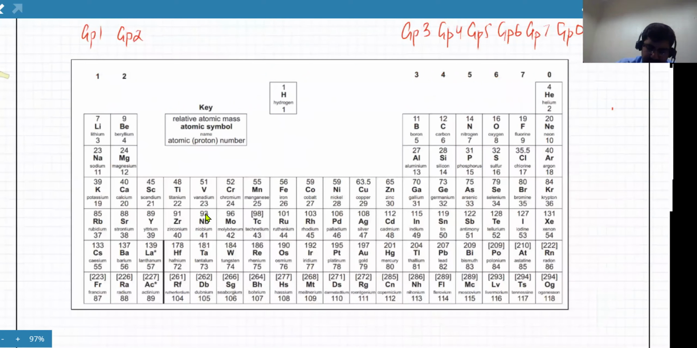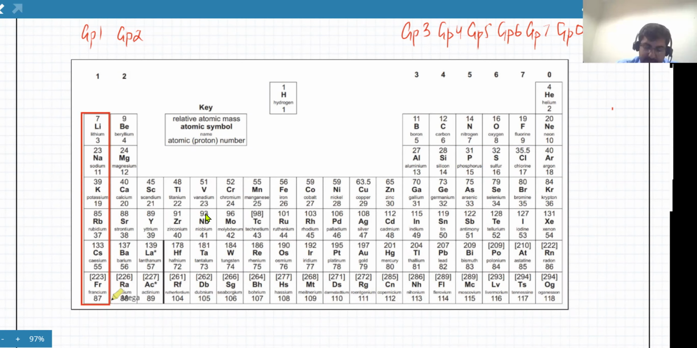So let me just mark one of them. This one is all the elements in group one. Similarly, these are elements that are part of group two and so on.